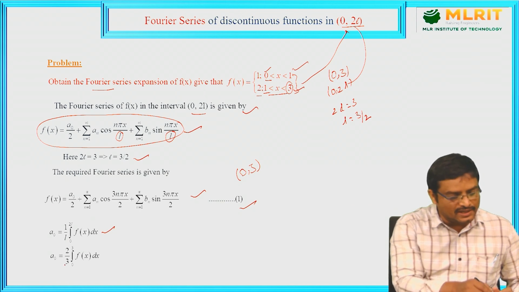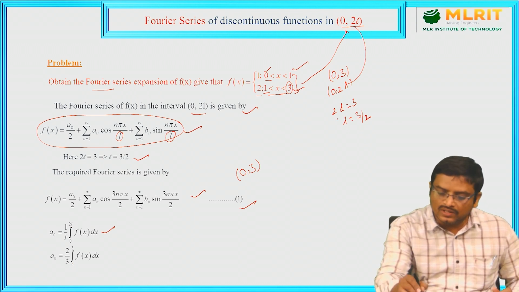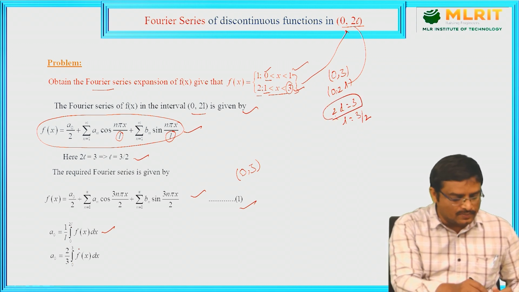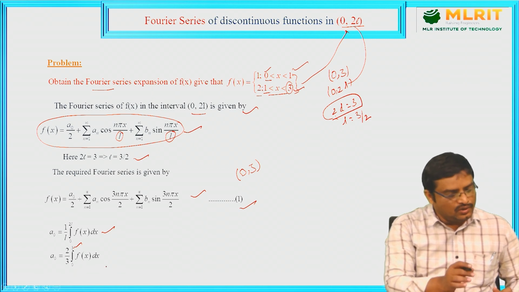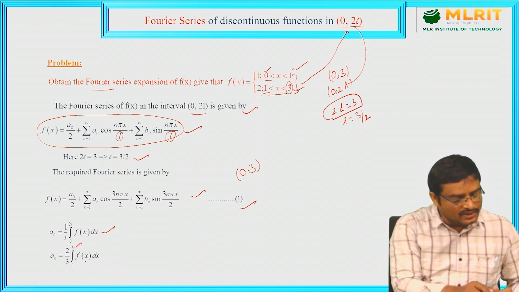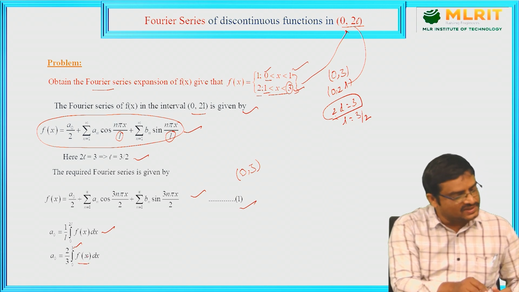If you bring this L = 3/2 to the numerator, it becomes 2/3, integral 0 to 2L. So we got that 2L is equal to 3, so replace that 2L with 3. So f of x dx. Now in the previous videos we have seen only cases where the given function is continuous, and finally we replace that f of x as it is.